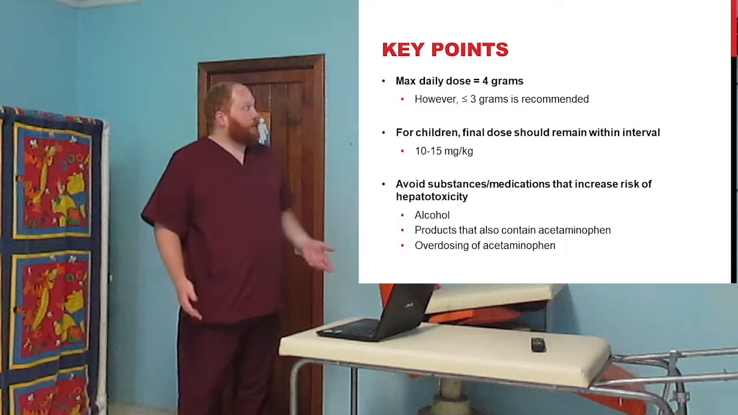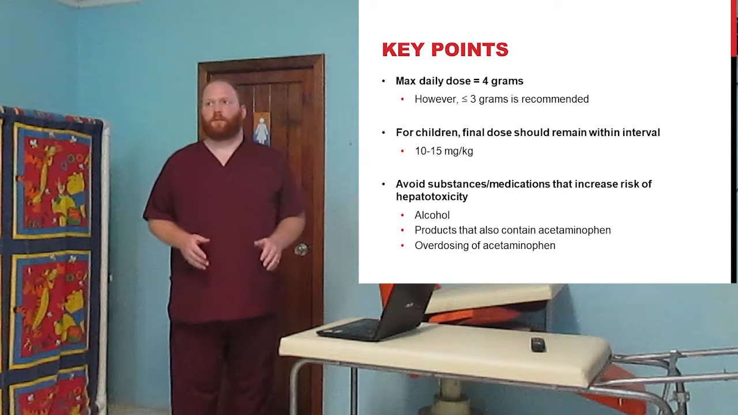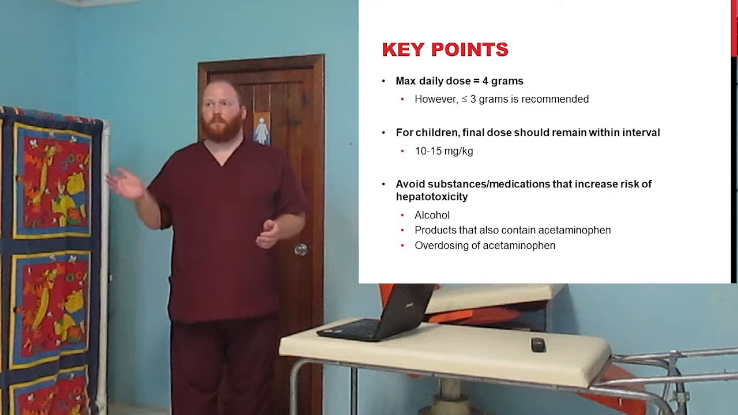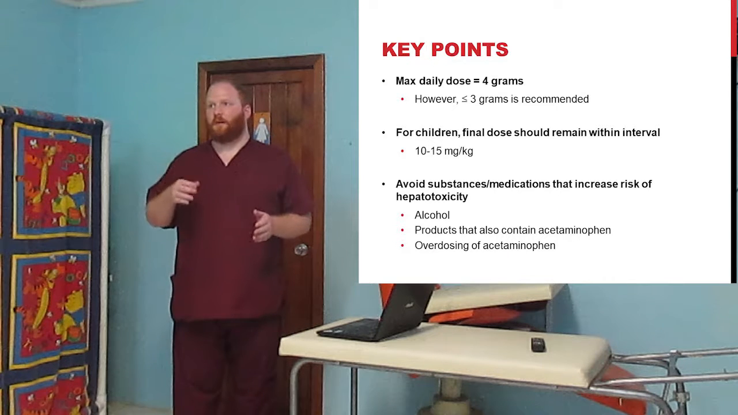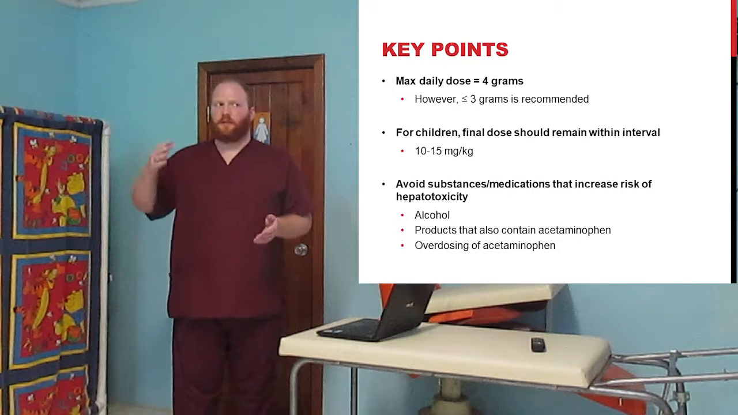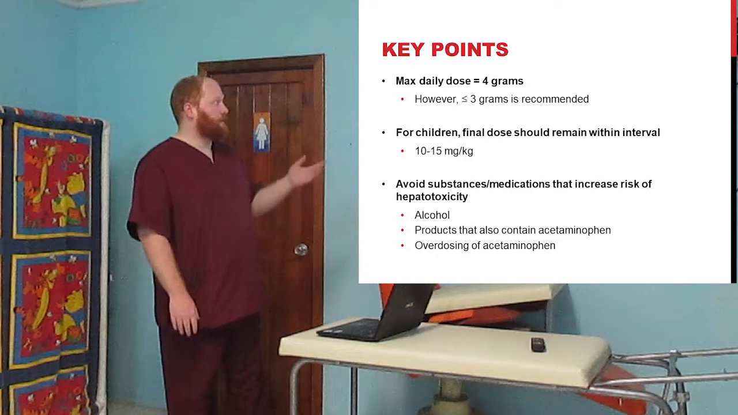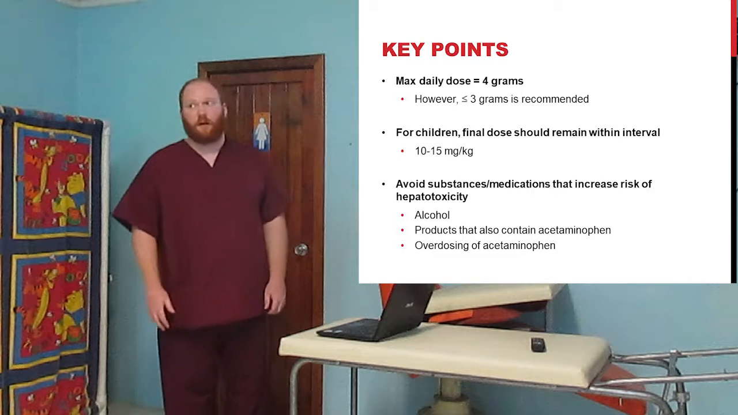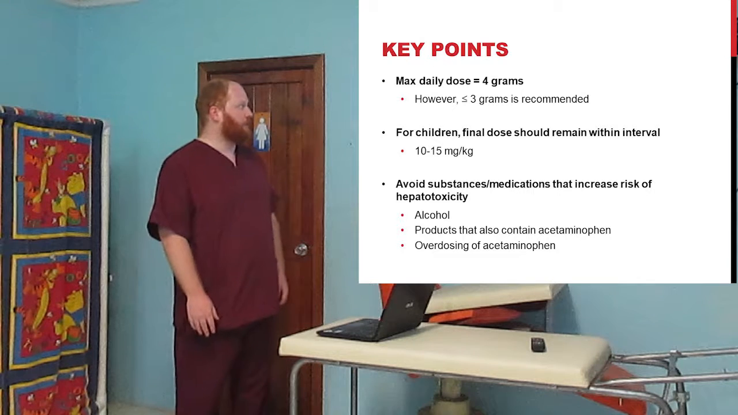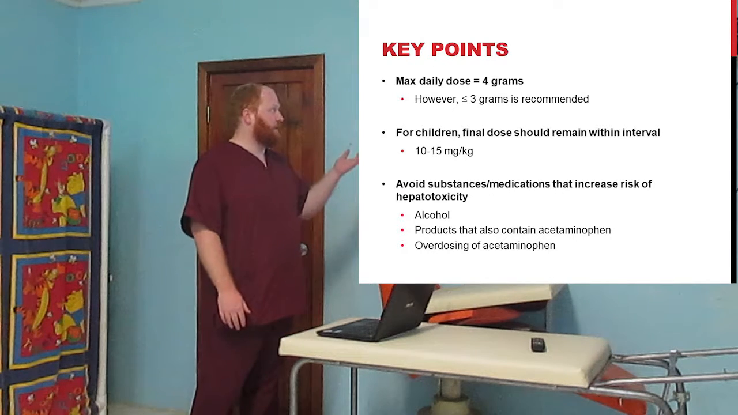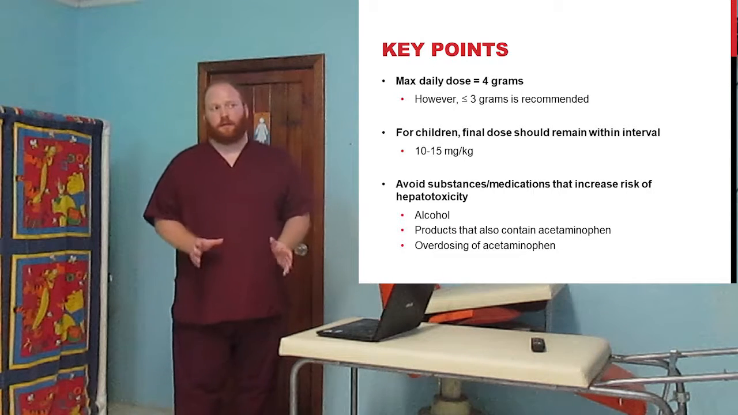For children, the final dose, after calculated based on their weight, should be between 10 and 15 milligrams per kilogram. We shouldn't go below or above that, it should remain within there. And choosing maybe 1 milliliter higher, just towards the 15, is not going to produce any more of an effect than the lower dose. And then just avoiding medications or substances that also increase your risk of liver injury, which include alcohol, other acetaminophen-containing products, and then really being cautious of prescribing acetaminophen within the recommended amount.